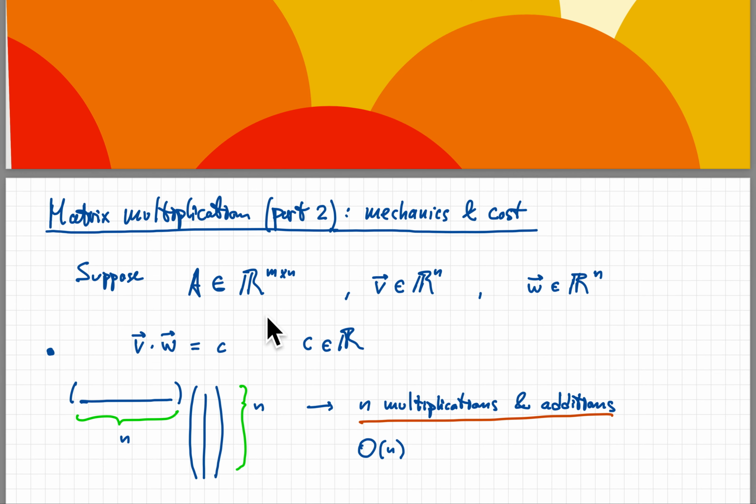So suppose you have a matrix A whose elements are real numbers, and this could be complex numbers or any other field, it doesn't really matter. But let's assume that they're real numbers, and this matrix is of size m by n. And let's say we have a vector v, also with real elements of size n, so n components. And let's also have another vector w belonging to the same set of real numbers and n components.